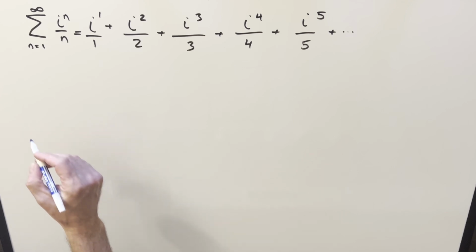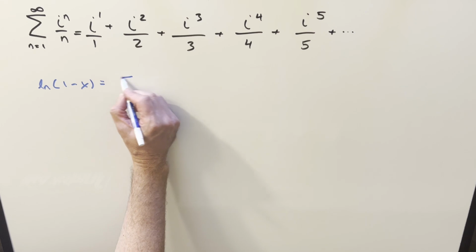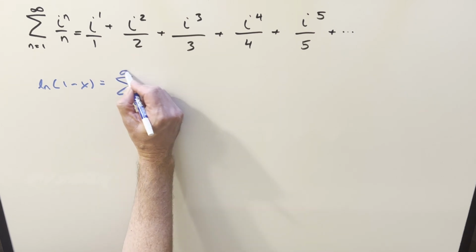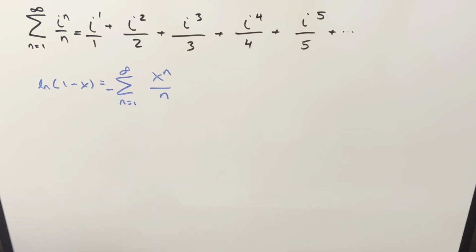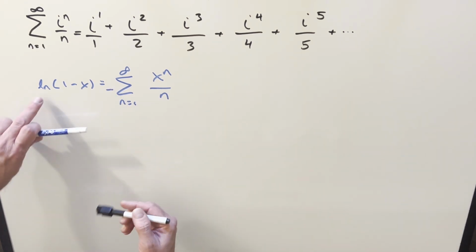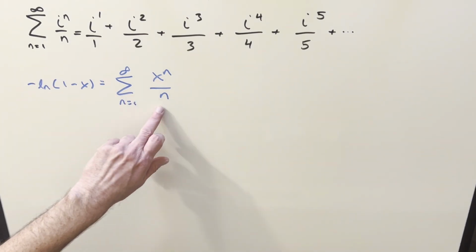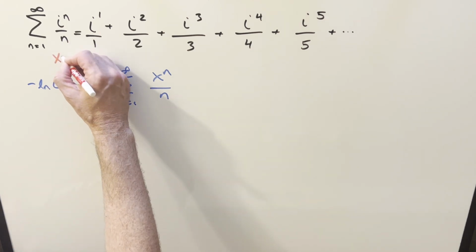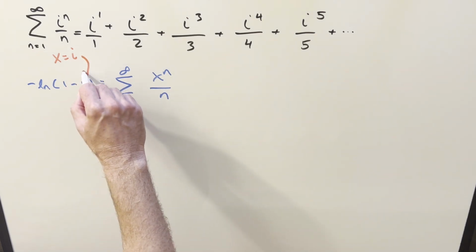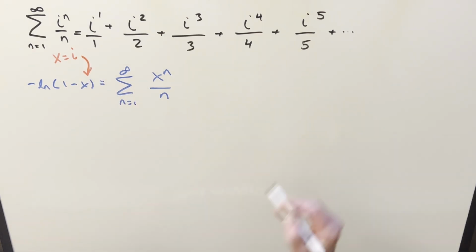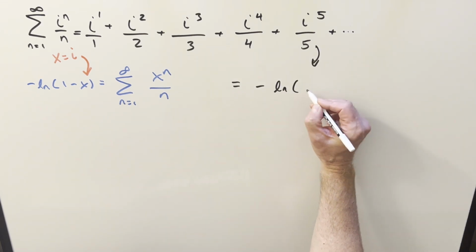But then to start with, what I want to do is just notice the similarity to the power series for natural log of 1 minus x. That power series is just going to be the sum from n equals 1 to infinity of x to the n over n, but there is a minus sign out in front, and actually to make this work a little better, let's just multiply by minus 1 and bring it to the left side of the equation. But then notice what we have right here is exactly like what we have here, just with our x value being equal to i. So let's take that value for x and just plug it into this thing.